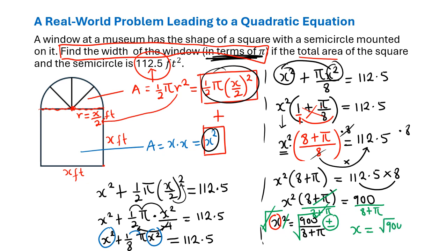I'm just breaking them apart because I'm looking for the square root of the denominator and the numerator. So I would break that into this result, which is the square root of 8 plus pi. And I know that the square root of 900 is 30. I would just divide that by this expression right here, the square root of 8 plus pi. I think this is one good way to finish this problem up. So that means the width of the window will be 30 divided by the square root of 8 plus pi. So this is what you're looking for.